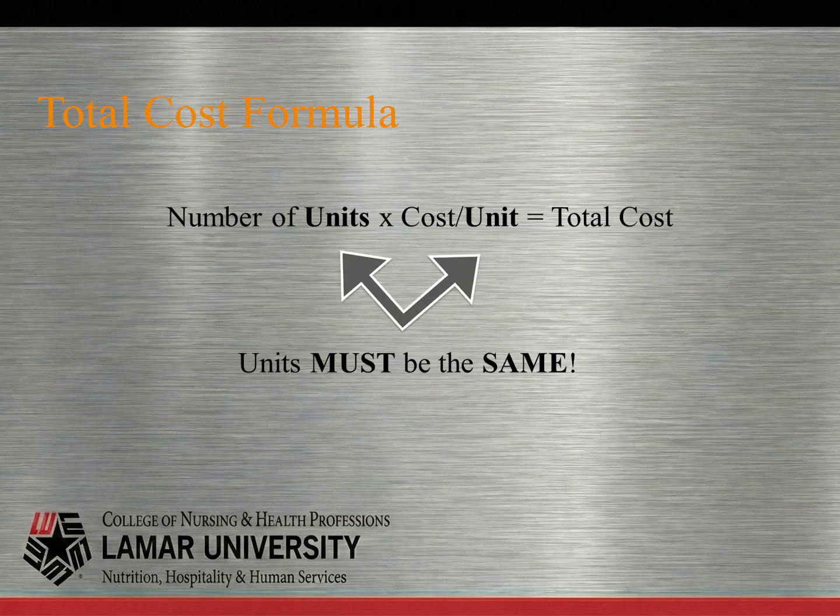So write down this formula because this is one that you'll use a lot. Number of units times the cost per unit equals our total cost. We have to remember the golden rule here is that our units must match. If you have pounds of flour, you must multiply by the cost per pound. You cannot multiply pounds by cost per ounce. It does not make sense. Always match your units first.